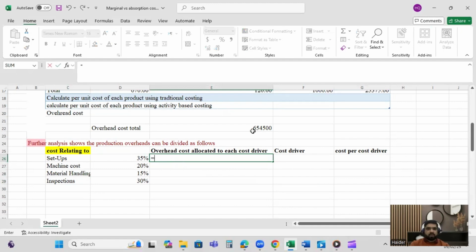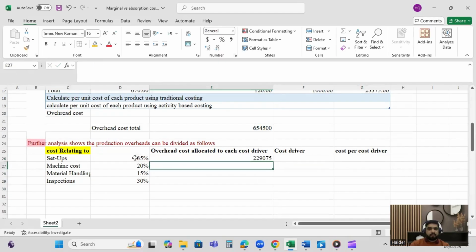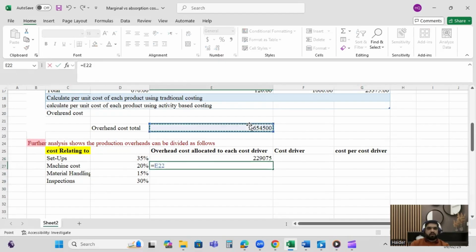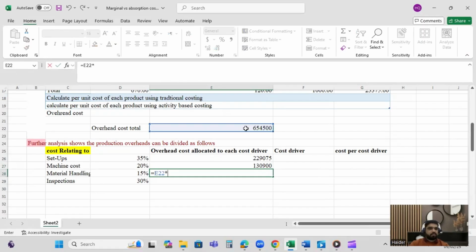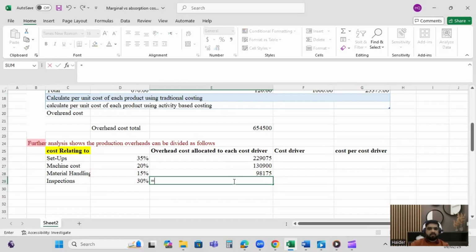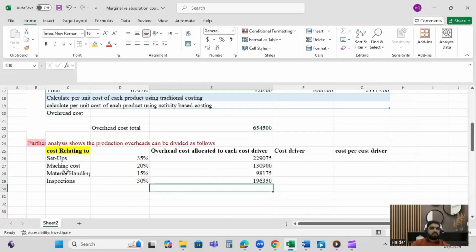Out of this total overhead cost, 35% belongs to setup. That's 35%. Total overhead cost times 20% belongs to machine. That's machine cost. Total overhead cost times 15% belongs to material handling. And then 30% belongs to inspection. So we just calculated the separate cost of each cost driver.